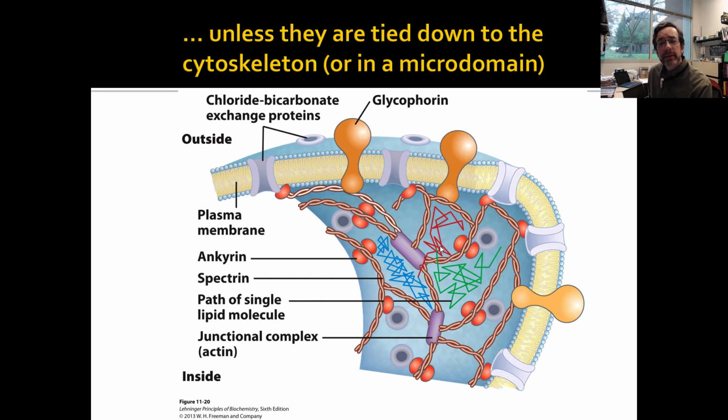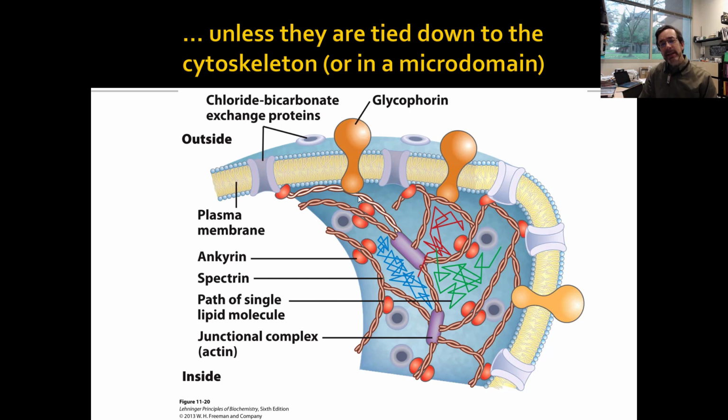So this is a sign that there's a lot of structural heterogeneity in the cell. Some proteins you look at will move around in the cell membrane. Some proteins will never move. It looks like those proteins are actually covalently bound to the cytoskeleton. So you see glycophorin and chloride bicarbonate exchange proteins in this example are actually covalently bound. They stay in one place.